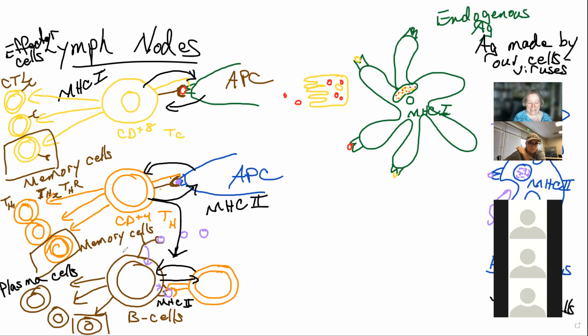So B cells attach to the free-flowing antigens. Okay. They don't go and talk to the dendritic cells. Just T cells talk to the dendritic cells.